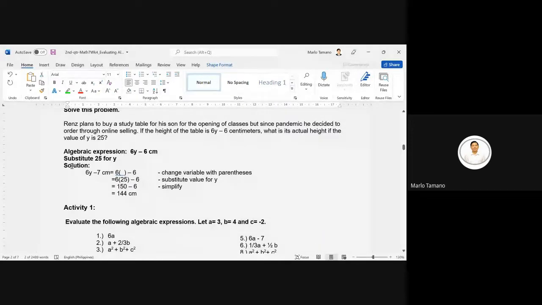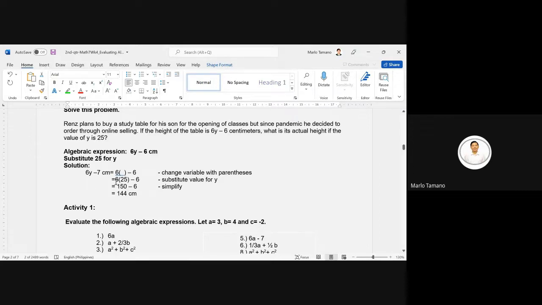Substitute 25 for y. Then we have 6y minus 6 centimeters is equal to 6 times open and close parentheses minus 6. Change the variable with parentheses. Then 6 times 25. Substitute the value of y.